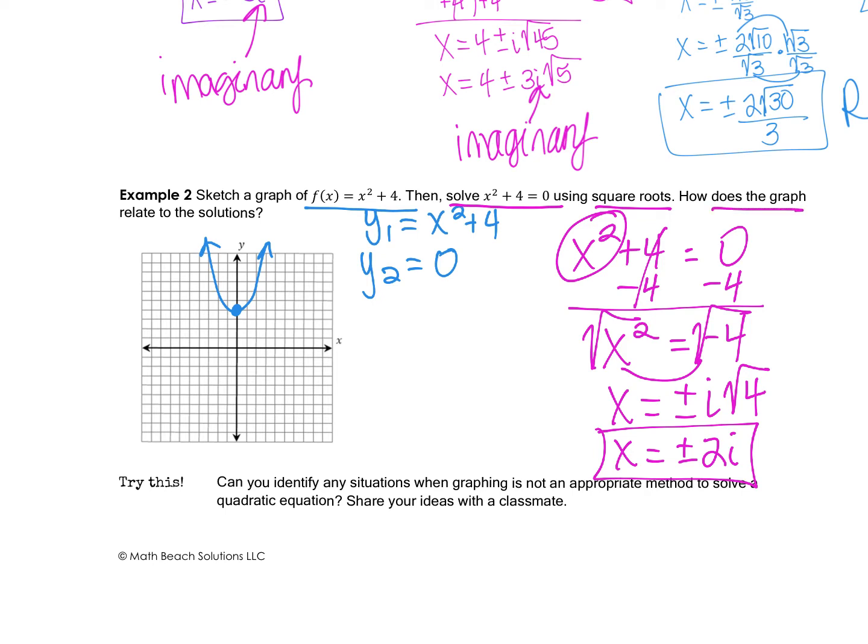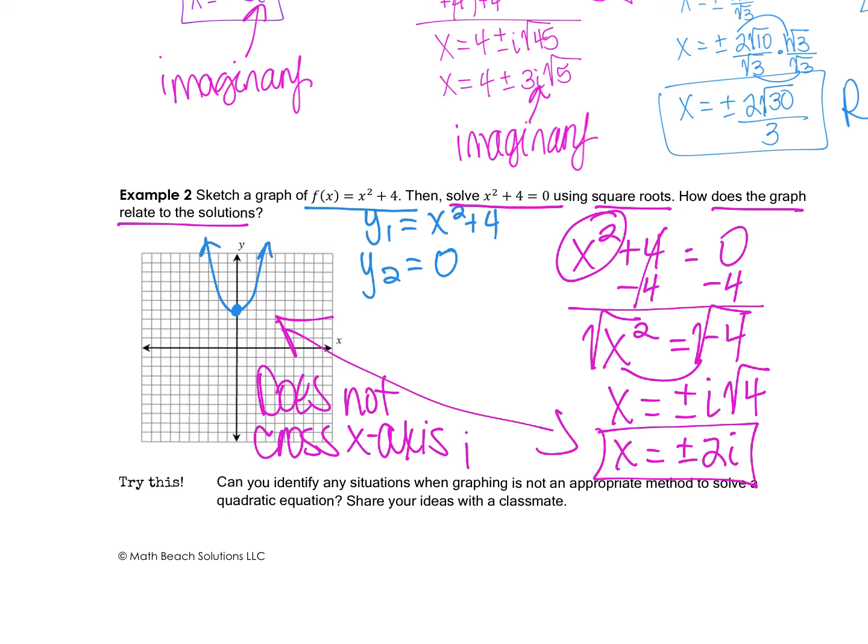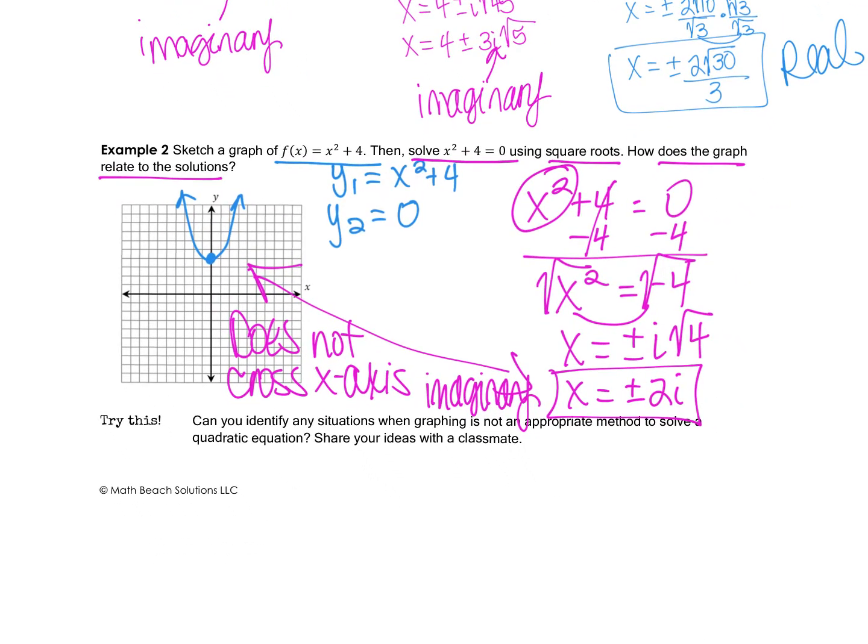It says, how does the graph relate to the solutions? Notice, if we were to graph and it does not cross the x-axis, that means you have imaginary solutions. So graphing doesn't work every time. Okay, that's when we're learning other ways of solving a quadratic because we don't always have real solutions. Sometimes we have imaginary solutions. So if it doesn't cross the x-axis, if you were graphing it to solve it, well, you know you're going to have to use a different method to find those imaginary solutions.